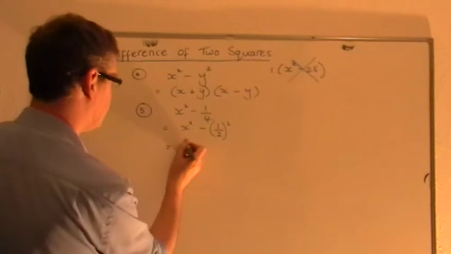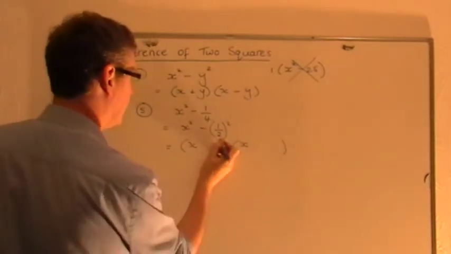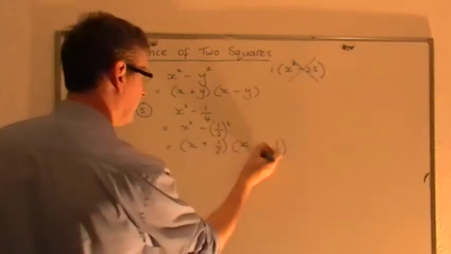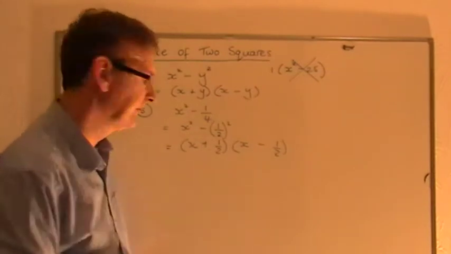So the two brackets for this one will be x and a half, since a half times a half gives you the quarter. One's a plus and one's a minus. There you go, there's the two factorisations.